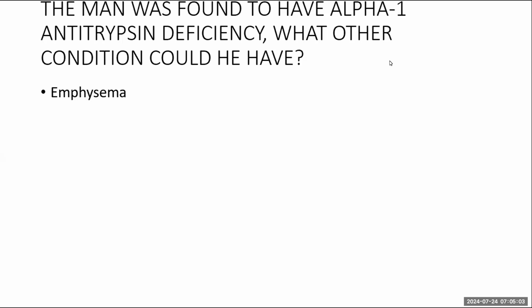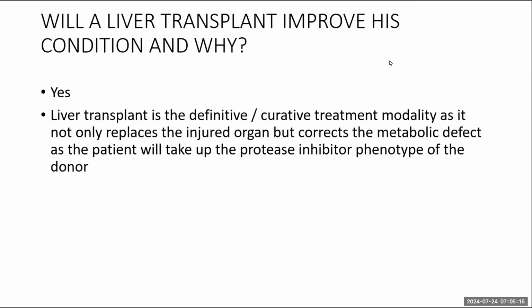So they said, what other condition could this patient with alpha-1 antitrypsin deficiency have? He will most likely have emphysema, COPD. Will the patient require a liver transplant, and why?